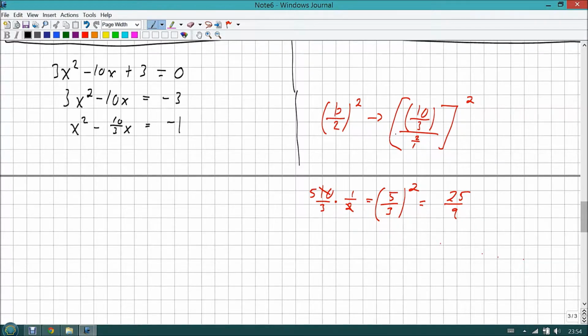So on my next line, I would write down x squared minus 10/3 x, and then plus 25 over 3 minus 25 over 3 is equal to negative 1. Again, I want to keep the positive portion on that one side, so I add 25 over 3 to both sides.